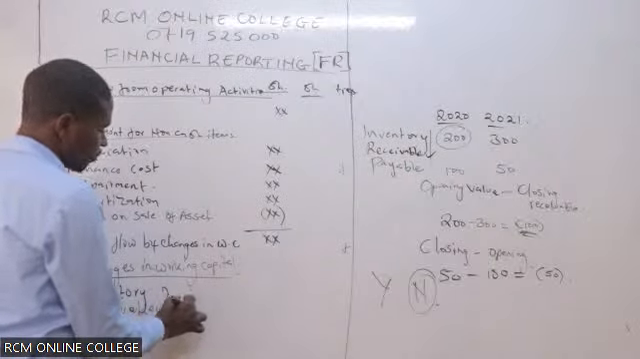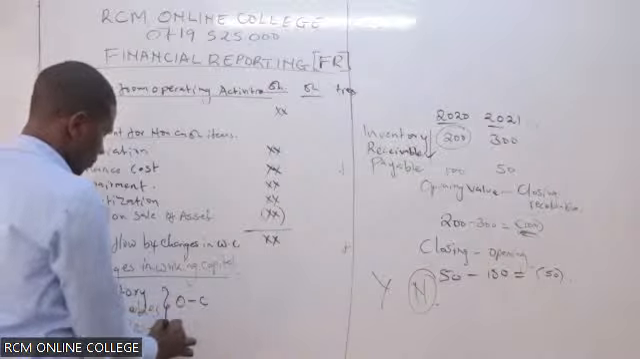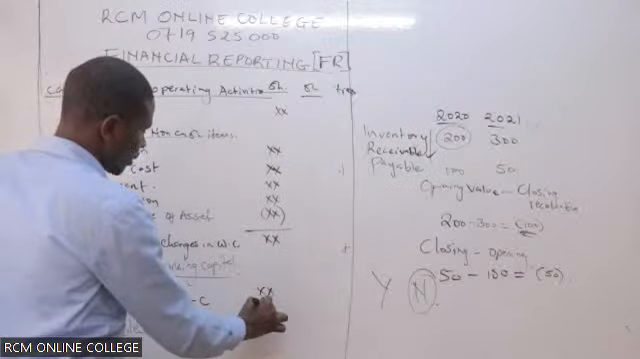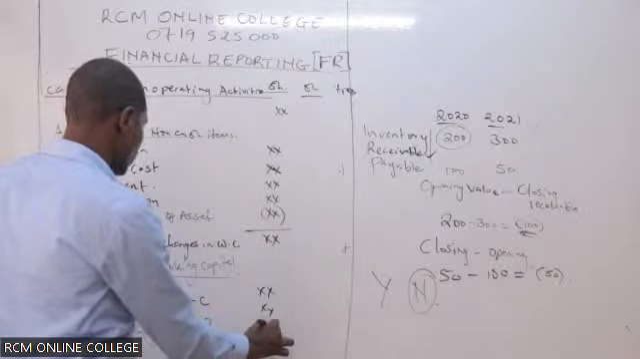We have said that for this you take O minus C, and for the payable you take C minus O. As simple as that, and then you record whatever that you get here, and you'll be good to go.